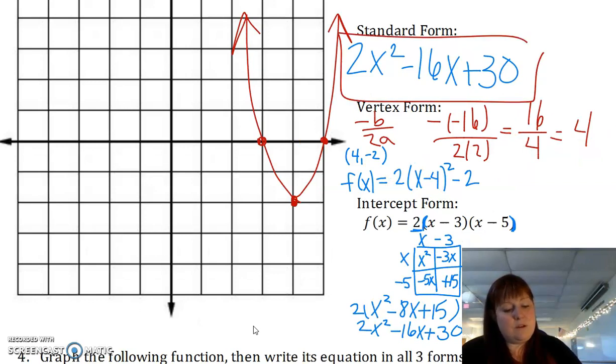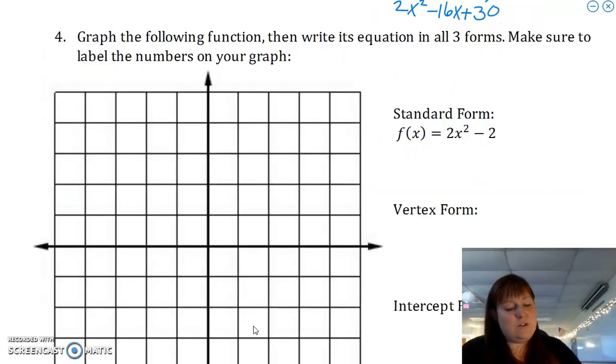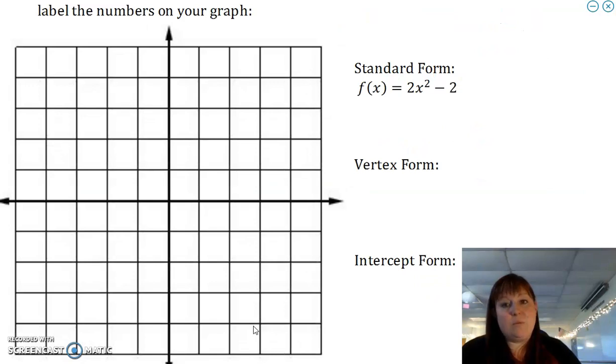So there's that one, and we already had that one. All right. Let's look again. Last one on the graphing. Okay, so we've got it in standard form. Let's figure out what the vertex is.